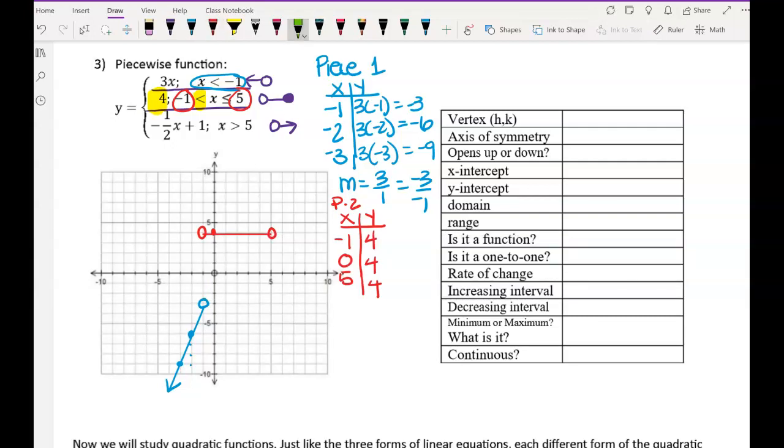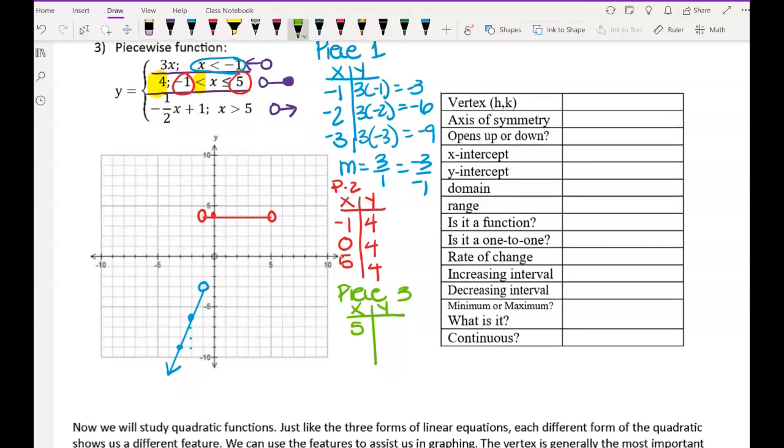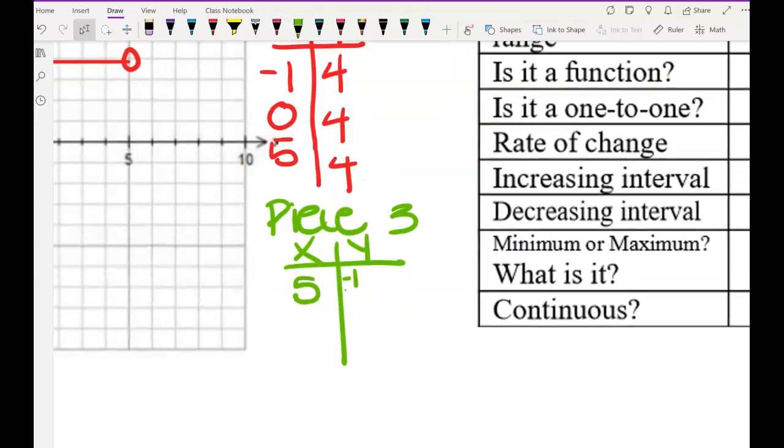Third piece, ready? Piece number 3. Remember, you always want to pick the first value of x that you see. So in this case, it's 5. So we can plug it in. It's going to be negative 1 over 2, times x, so x is 5, plus 1. Well, negative 1 over 2, students, times 5 is going to be negative 2.5. Negative 2.5 plus 1 is negative 1.5.